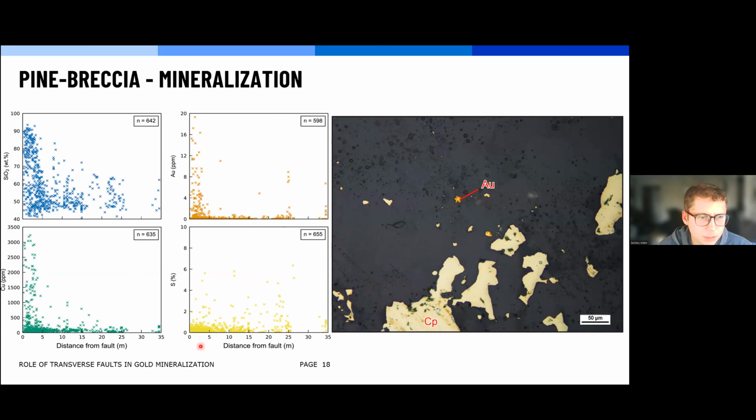Sulfur, which you would expect to be enriched as well, is anomalously not, and is instead more or less consistently low across the outcrop. In reflected light, we can see clearly that gold is associated with chalcopyrite, which is by far the most dominant sulfide in the main vein. Pyrite is less commonly associated with these, and the lack of sulfur enrichment that we see here may just be a reflection of that.